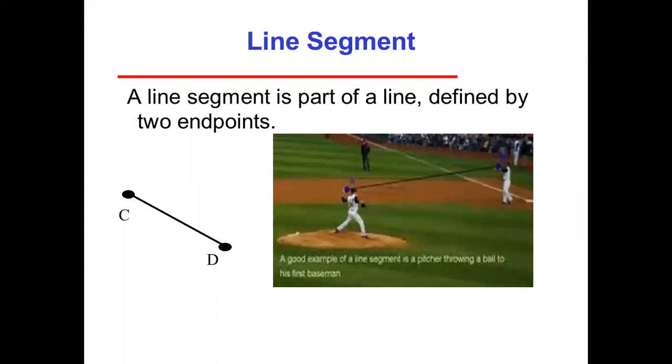Again, we are considering what a line segment is. We are cutting or selecting a portion out of a line. This is one such portion, CD. C and D are the endpoints. So a line segment is a part of a line defined by two endpoints. A segment has two endpoints, but a line has no endpoints.